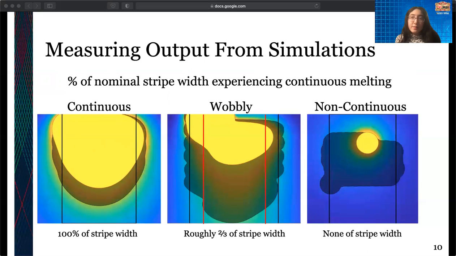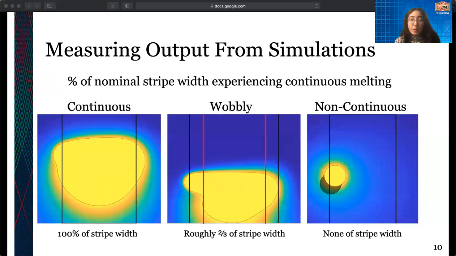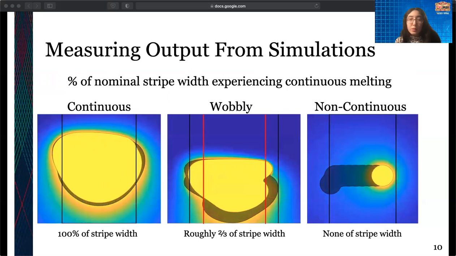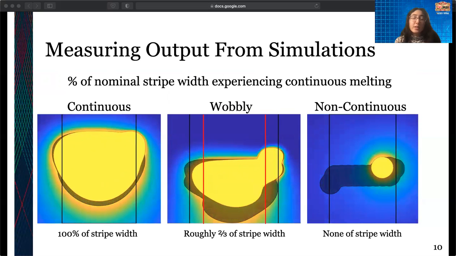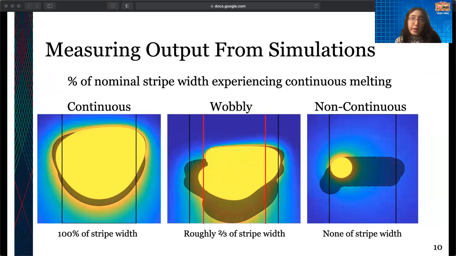In the middle, we have this interesting intermediate case. Some of the melt pool within the red lines is behaving the same way as it does on the left. It's not remelting, it's moving vertically upwards. Some of the melt pool outside the red lines is moving left to right and is continuously remelting and solidifying.